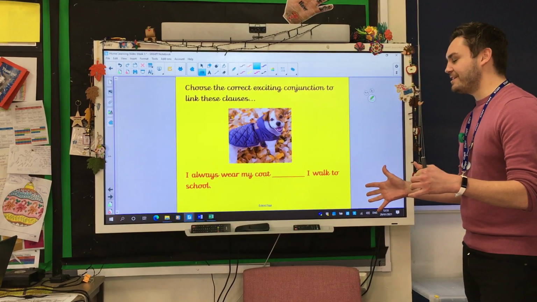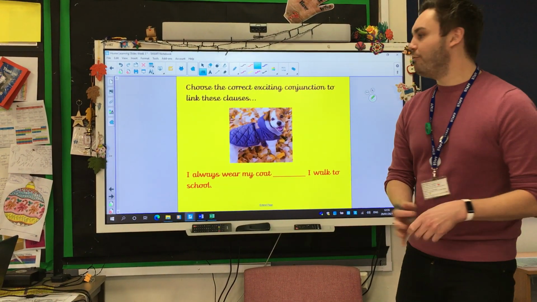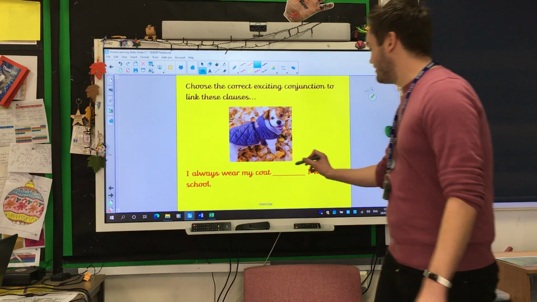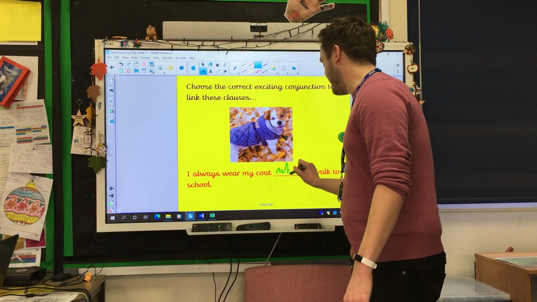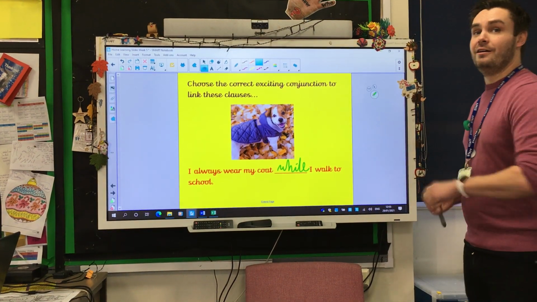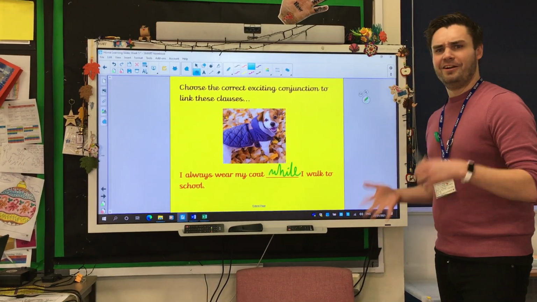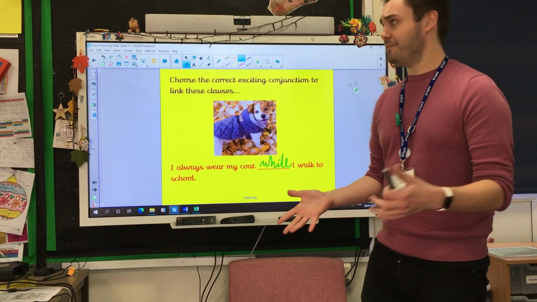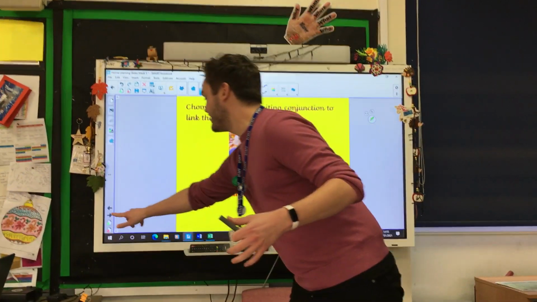I always wear my coat. I would say when I walk to school, so the conjunction I would use here, this very happy dog, is while. Hopefully you wrote that down. Best of luck if you have, best of luck. Well done if you have. Best of luck if you haven't, who knows. But let's move on to the next one too as well, before Mr.